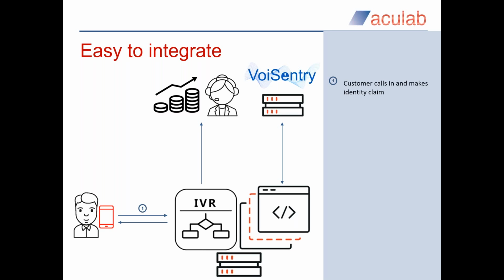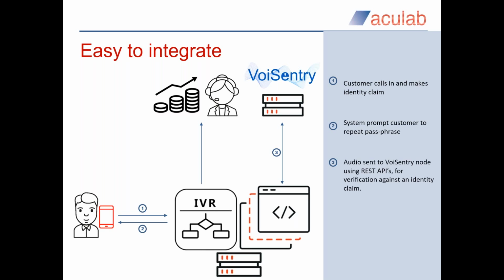The customer makes an identity claim via the IVR platform. So for example, they enter an account number. The IVR then prompts them to repeat a passphrase, which is then recorded. And then the audio recording is sent to VoiceSentry for verification using the REST APIs. VoiceSentry can then respond with a verification response, and callers can be directed to the service they require. Offloading the verification process in this way reduces the IDMV workload on the agents, as we've talked about, and frees them up to deal with the real customer queries.